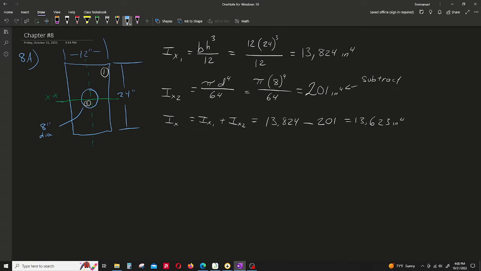All right, next one is number 3. Number 3 says a structural steel wide flange section is reinforced with 2 steel plates attached to the web of the member as shown, which I'll draw here shortly. Calculate the moment of inertia of the built up member with respect to the XX centroidal axis. So let me just draw this here real quick for you guys.